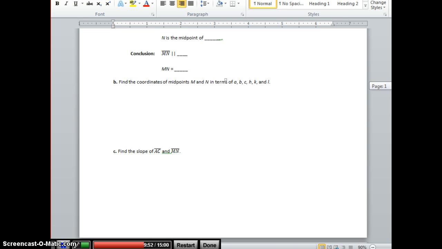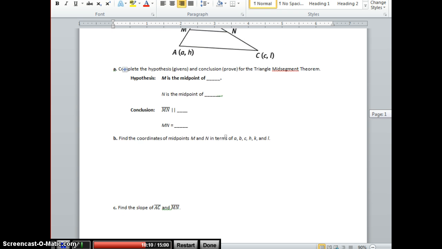All right, the next thing they want us to do is to find the slope of AC and MN, okay? So remember, slope, rise over run, okay? Or we could also calculate it by doing y2 minus y1 over x2 minus x1, okay? So since this is up here, I'm going to go ahead and jot down really quickly what the points are for A and C.